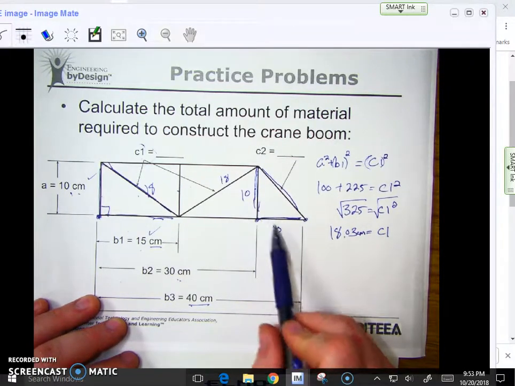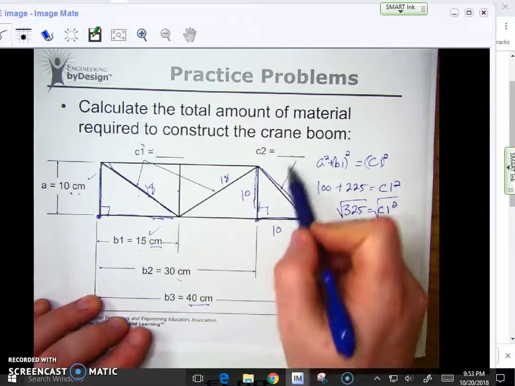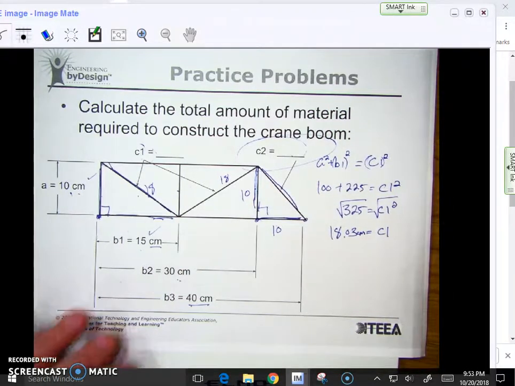And so now I know two sides of this right triangle. Piece of cake to find that third side. So give that a shot. If you need a little refresher, hopefully that has jogged your memory.